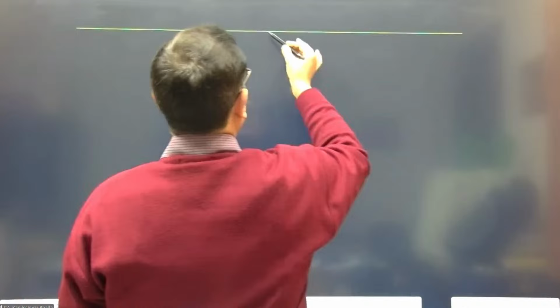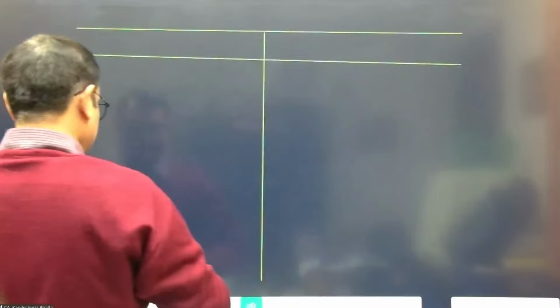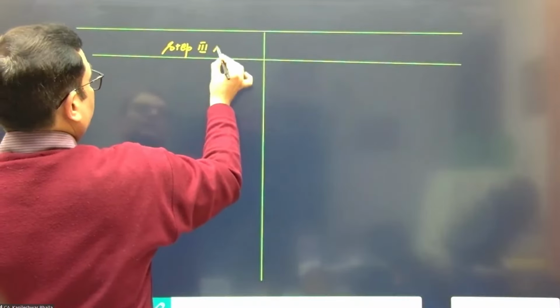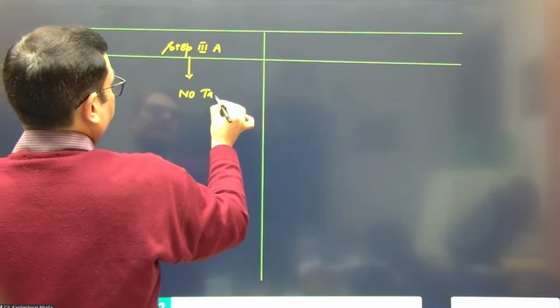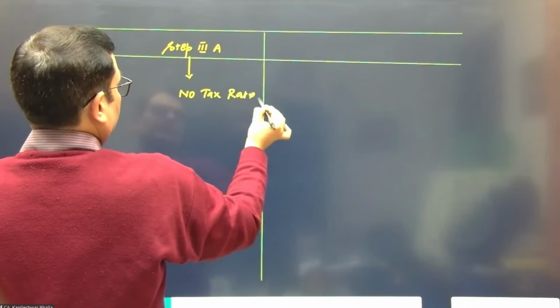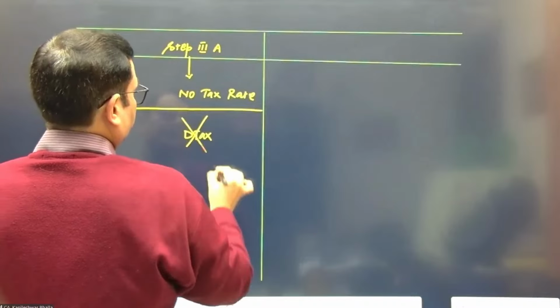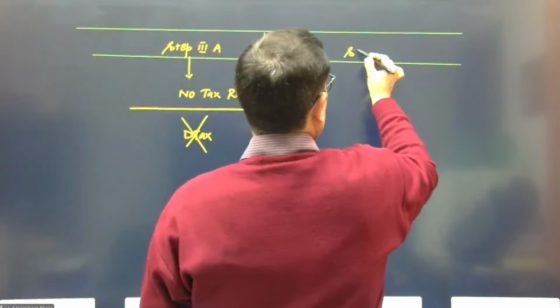Are we given any tax rate in the question? No. I'll still divide step 3 into 2 parts, but we're not given any tax rate, just to follow the consistency of the solution. So in step number 3A, there is no tax rate. Since there is no tax rate, there will be no deferred tax implications. Then we go to step number 3B.